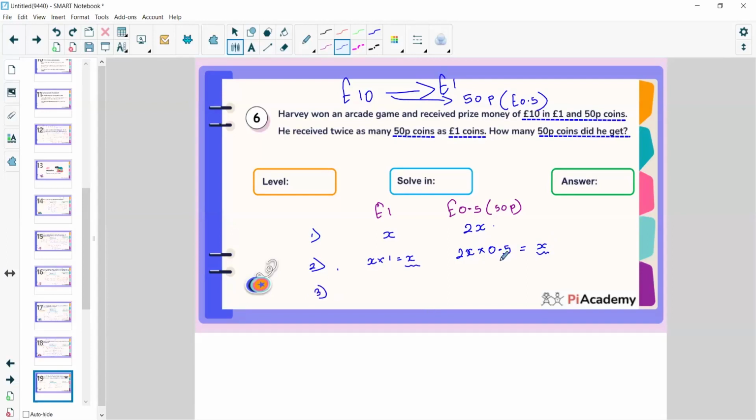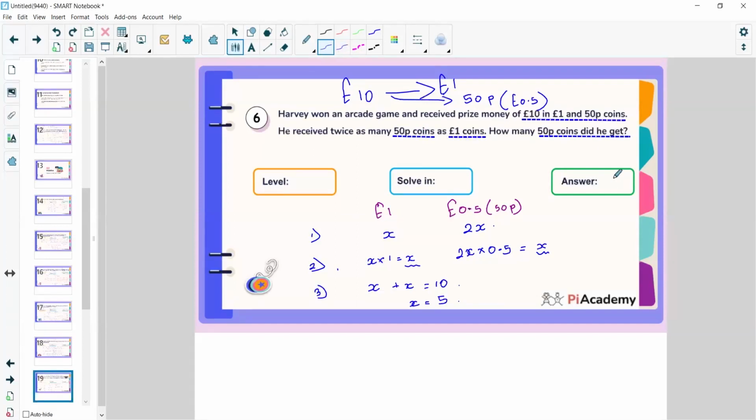What is the total? What is the equation? Total value adds up to 10 pounds. That means X plus X adds up to 10 pounds. So what is the value of X? If 2X is 10, the value of X is 5. What does this mean? He received 5 1 pound coins.